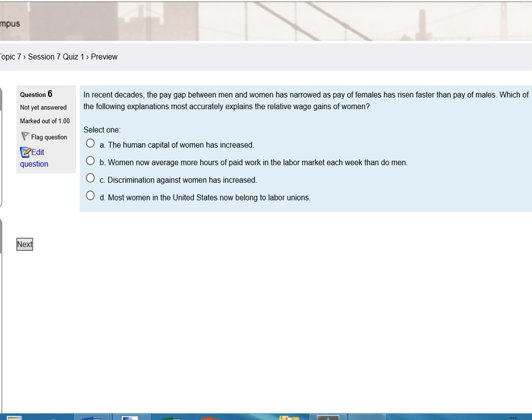What's the difference between the average woman in 1950 and the average woman in 2013? That difference should help you determine which one of these best explains why women are now paid more than they were and why their pay has been rising faster than men.